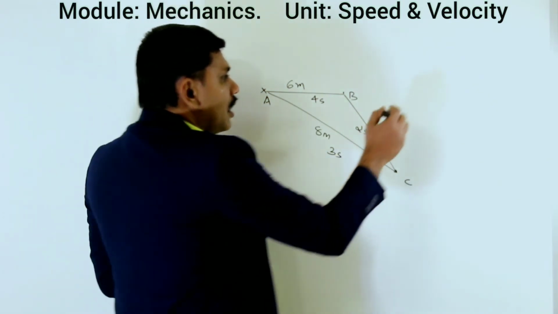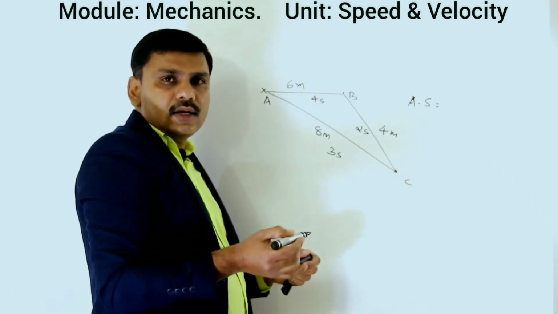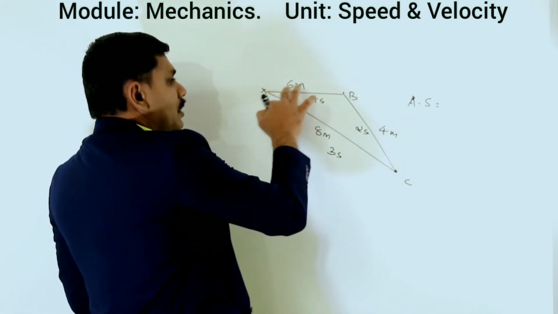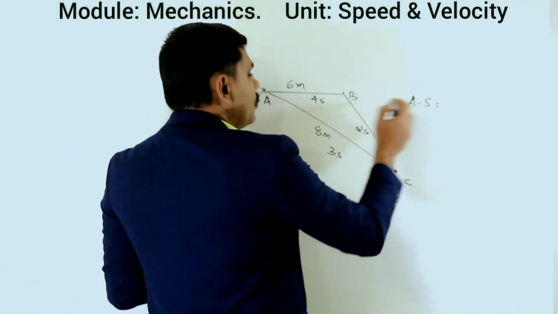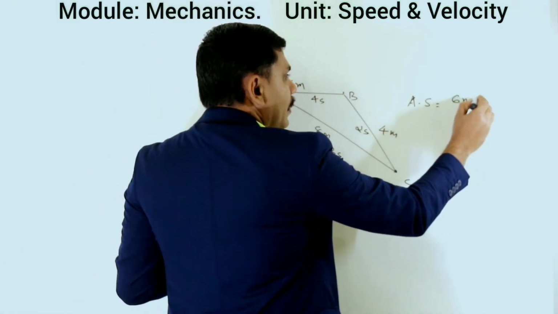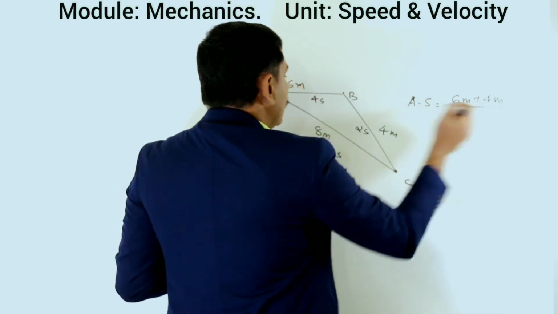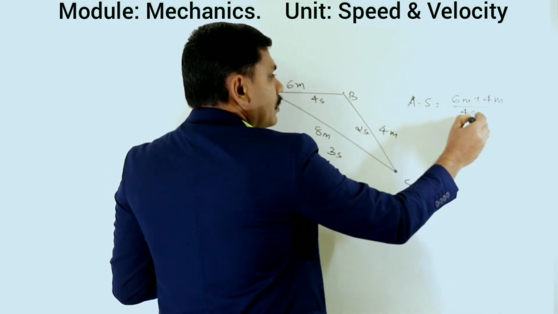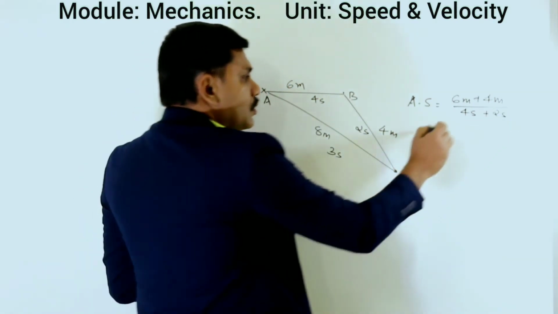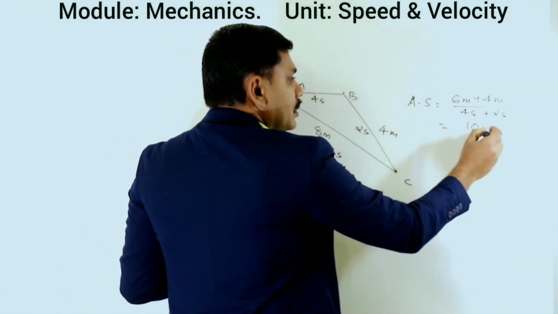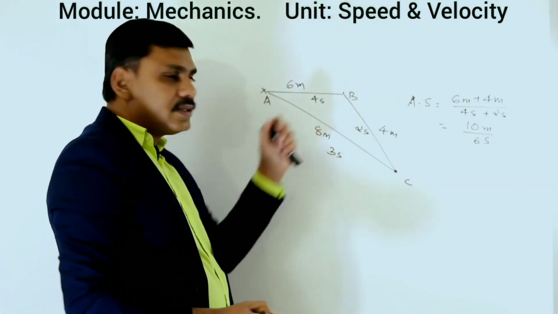Then, what is the average speed here? It is a ratio of total distance and total time. Total distance: A to B distance is 6 meter plus B to C 4 meter. Then total time: 4 seconds plus 2 seconds. So it will be 10 meter divided by 6 seconds. That is the average speed.